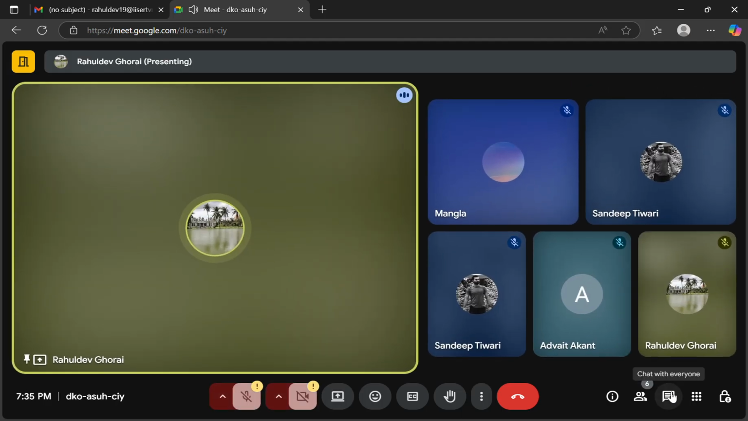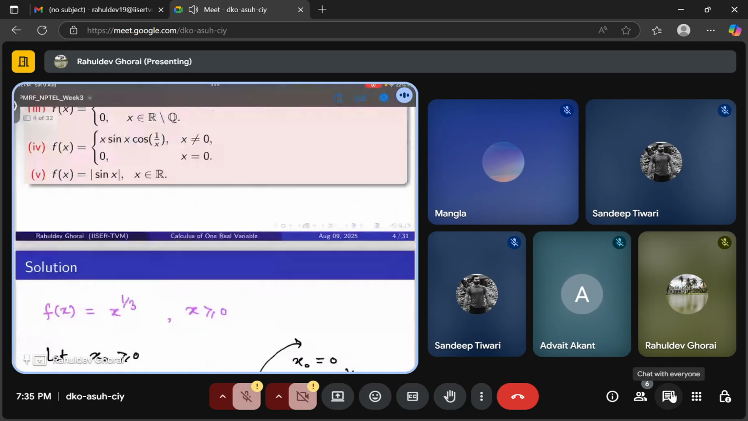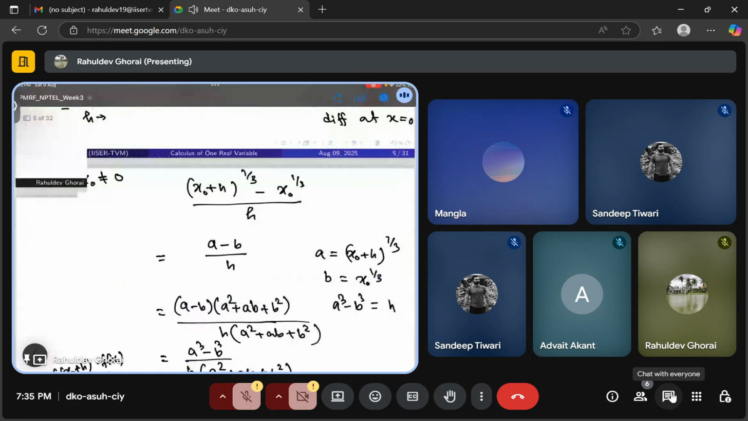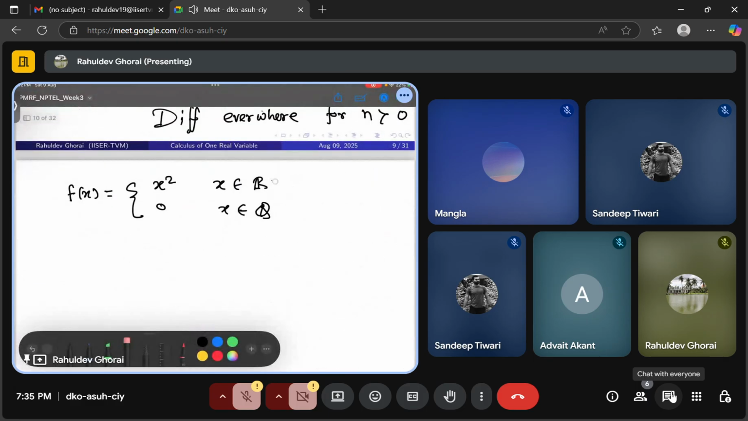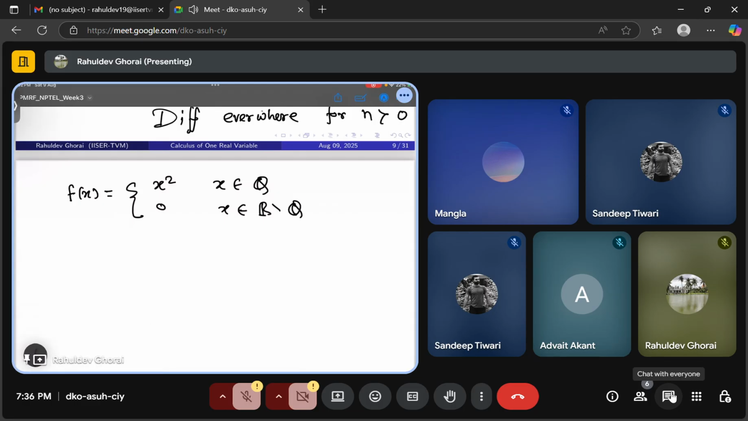Let's say Q and R minus Q, that is also no problem. This was also the same, but I'm writing this. How to approach this one? R minus Q. Right. Find all the points where the function is differentiable. How to do this?